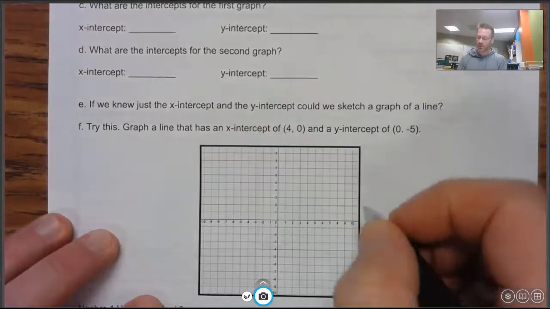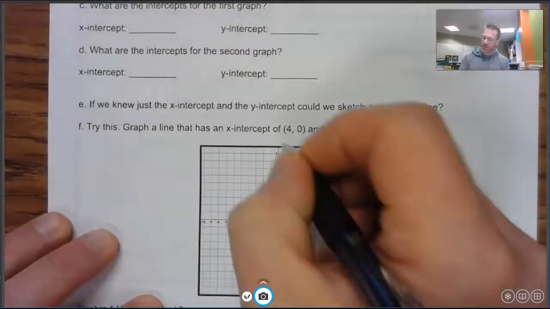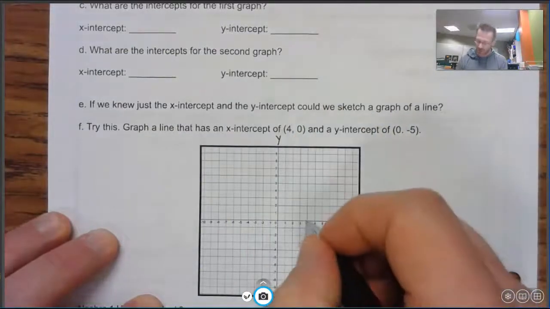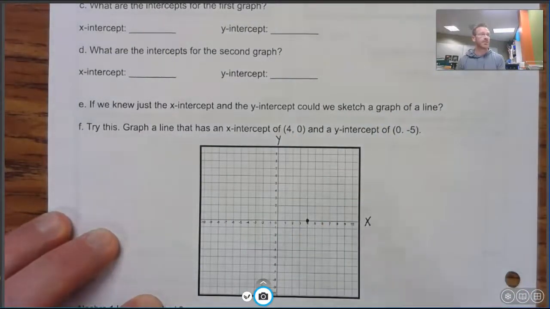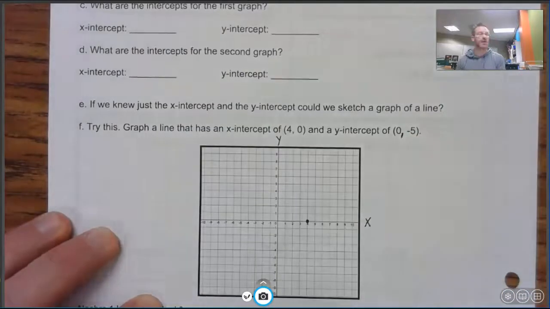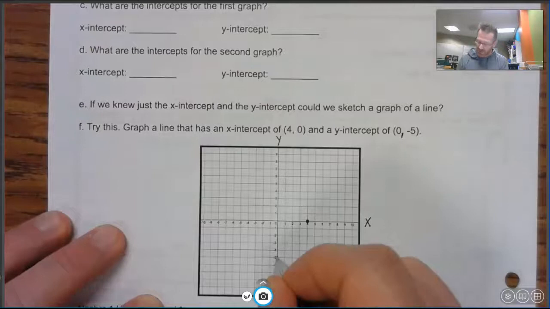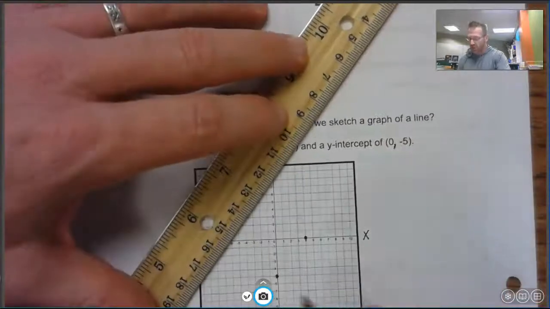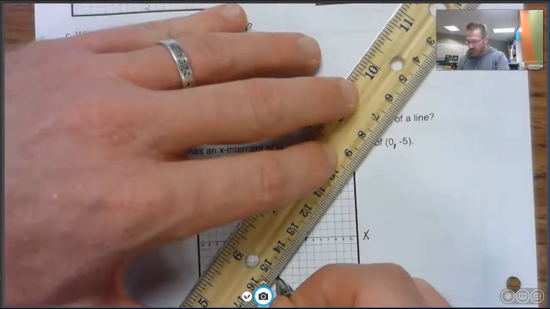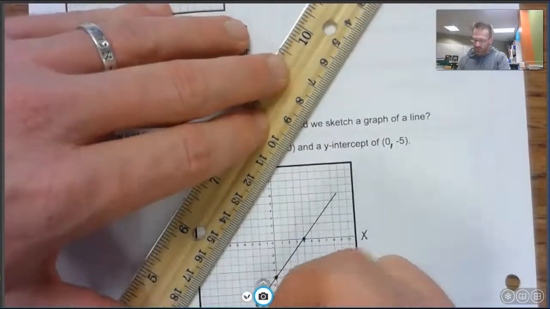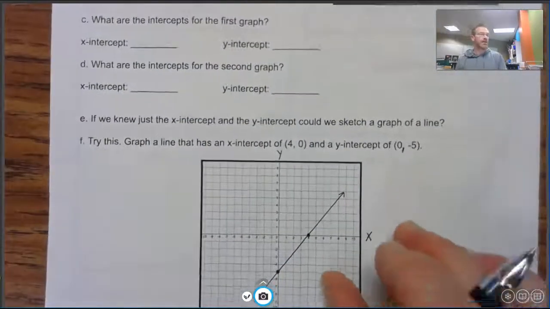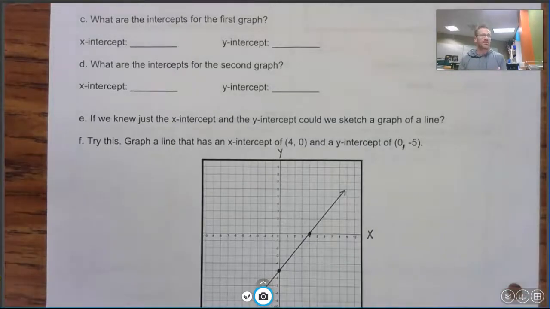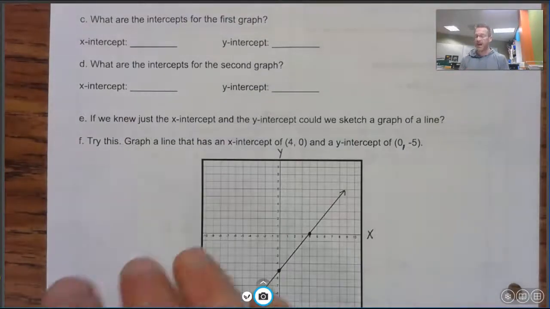If my x-intercept was (4, 0), remember this is the x-axis and this is the y-axis, so an x-intercept of (4, 0) would be right here. A y-intercept of (0, -5) would be right here. Notice if I have 2 points, I can sketch my line. I can just draw my line through those 2 points, and there is our line. So if I have the x-intercept and a y-intercept, then yes, I could just sketch a graph very quickly, which is kind of a hint of what we're going to get to today, because that's how we're going to graph a line in standard form.